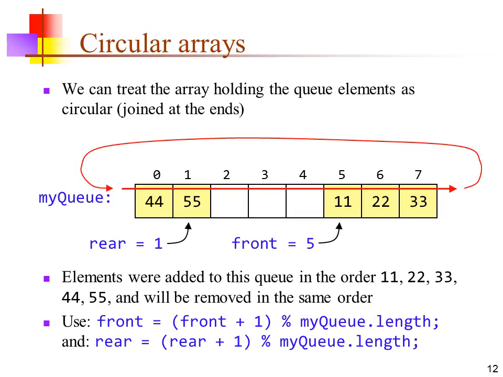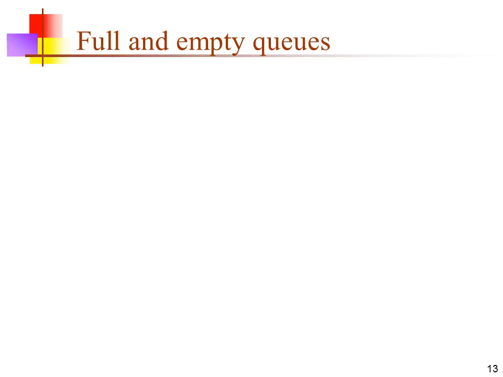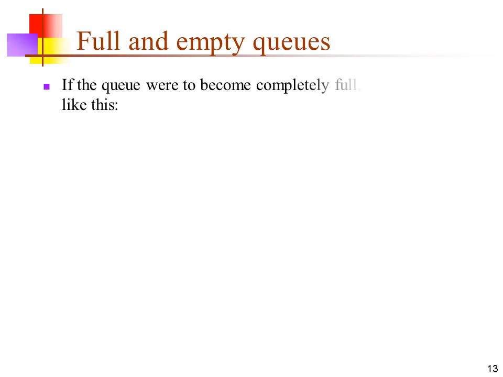Here are the conditions, or the logical statements, to perform insertion and deletion operations. Front is equal to front plus 1 modulo the length of the data structure. In the same manner, rear is equal to rear plus 1 modulo the length of the data structure. Now by using these two logical statements, we perform insertion and deletion operations.